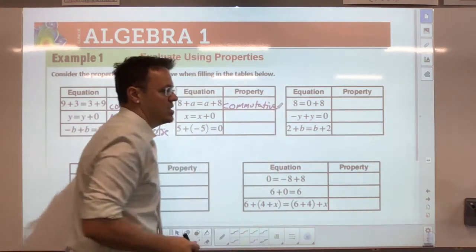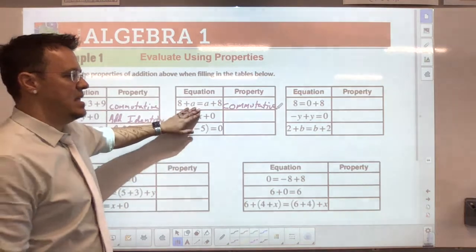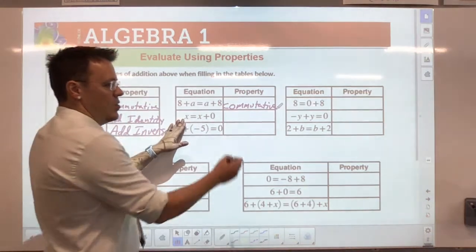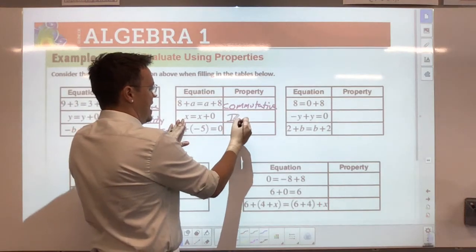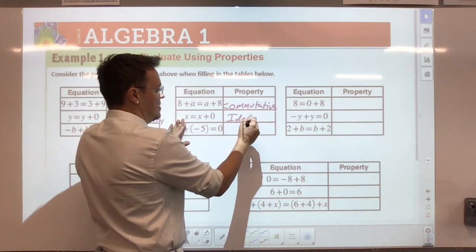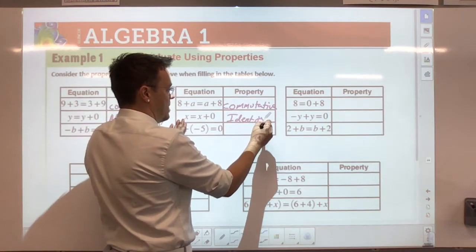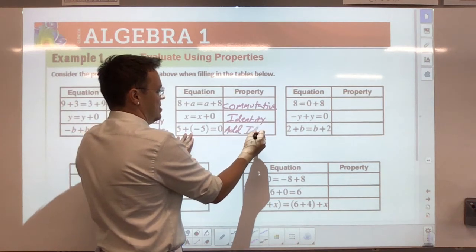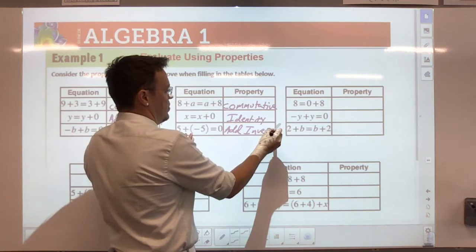All right, and then you look at this through here and you guys can see that this one right here is kind of similar. So this would be, again, identity, additive identity. It should put that in front. This would be additive inverse, so on and so forth, right?